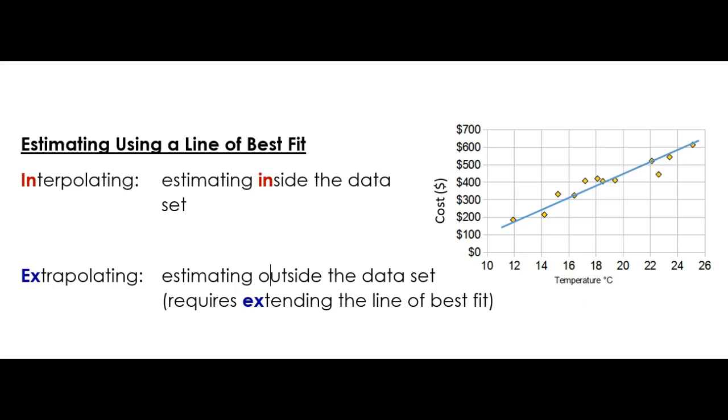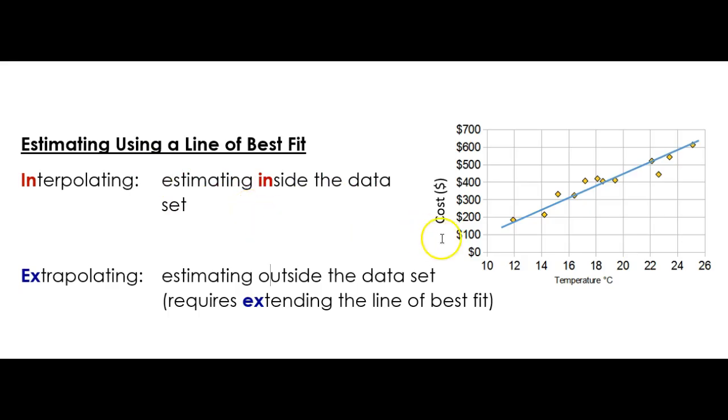So I'm going to talk to you about a couple of different terms related to the line of best fit, different ways that you can estimate. So the first term is something called interpolation or interpolating. Okay, so I want you to pay attention to the "in" here, because interpolating means estimating inside the data set.